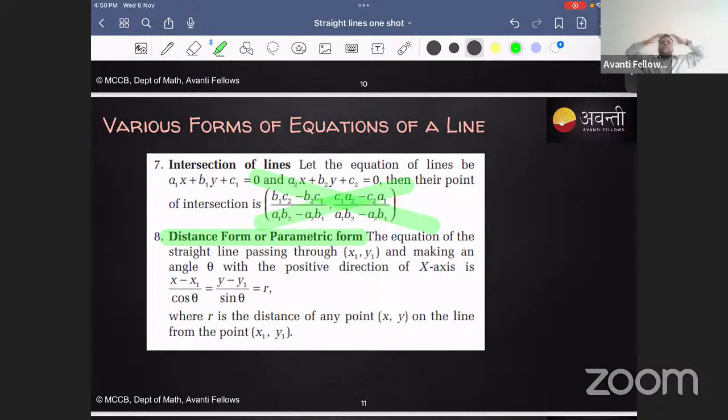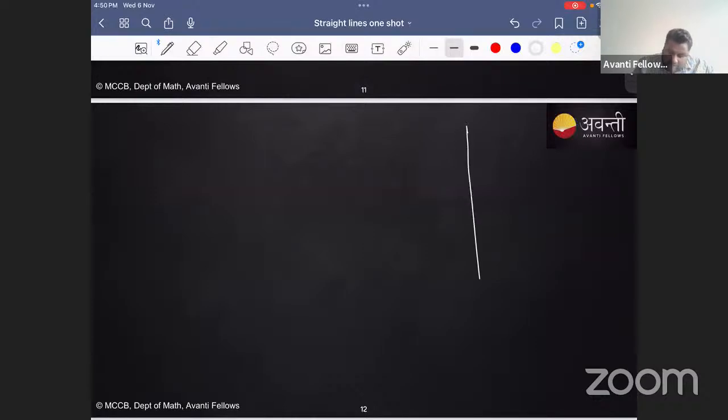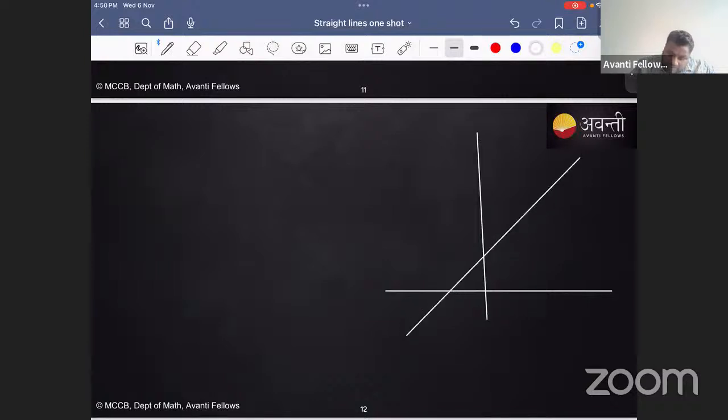See, what is the parametric form? Parametric form is the equation of a line in terms of a parameter. That parameter is in terms of distance. Say, there is a line on which they have provided you with a point (x1, y1). This is a given line and this is a given point. Now, on this line, from this point, they're asking you to find another point at a distance r from it.